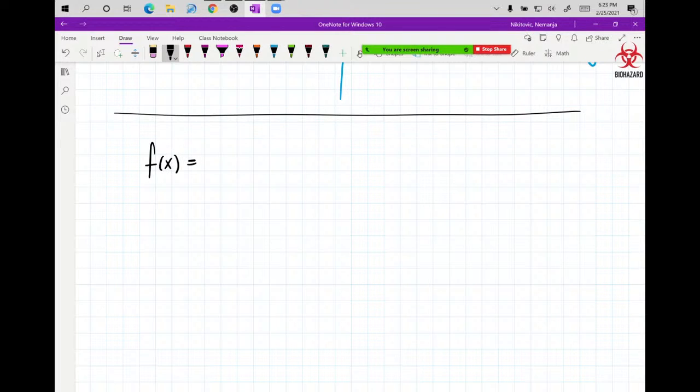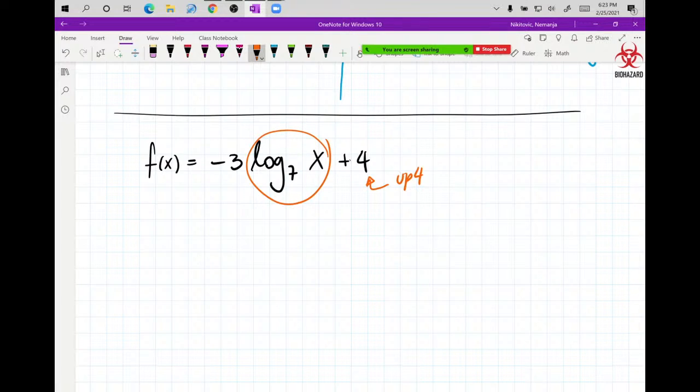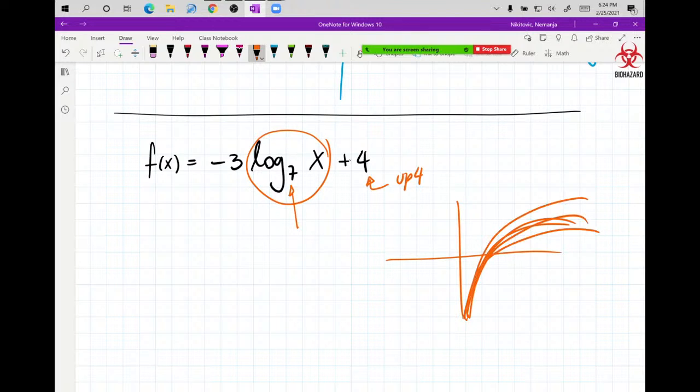So graph f of x as -3 log base 7 of x plus 4. Okay, I have a lot to unpack here. Well, luckily, this is up 4. We don't have to think about it. This is just going to be your vanilla state. Whether this is 2, 7, or 100, it's not humanly possible to do an amazing job in graphing those, because they will literally be just like this. Like which one? They're all close.